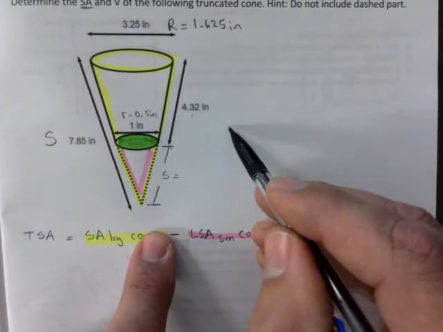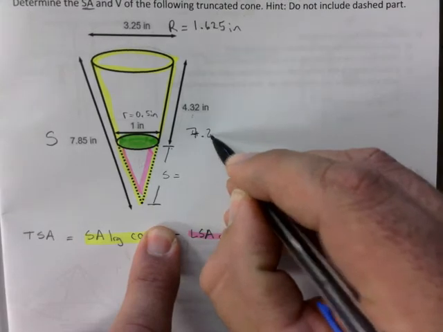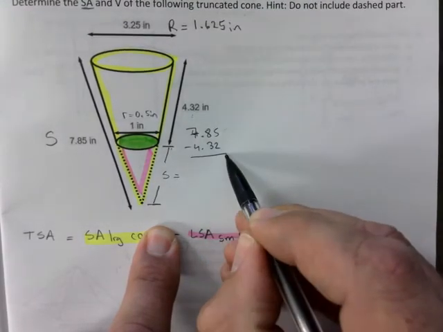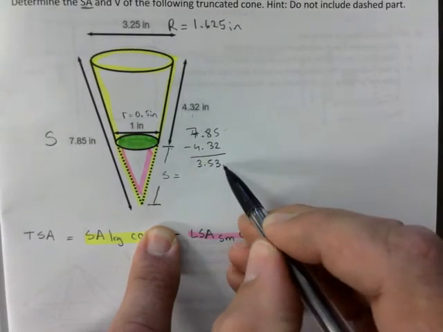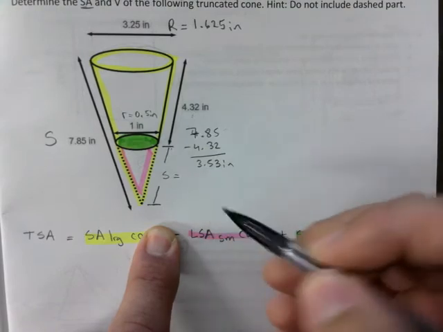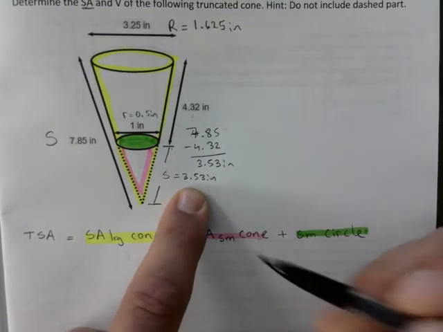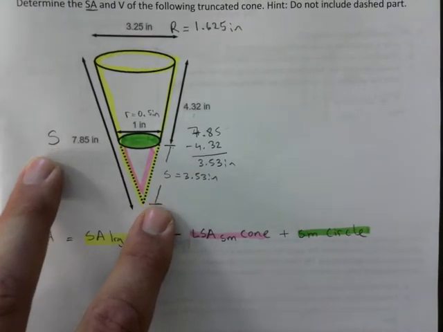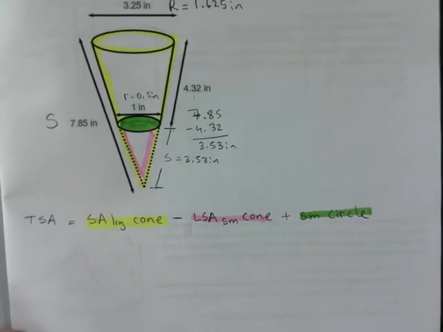Okay. So just on the side here, 7.85 minus 4.32. And that is 3.53 inches. Sorry, it doesn't quite line up, but it is. Okay, so you've got that. So capital, lowercase, just to differentiate between the two. And now let's start, okay?